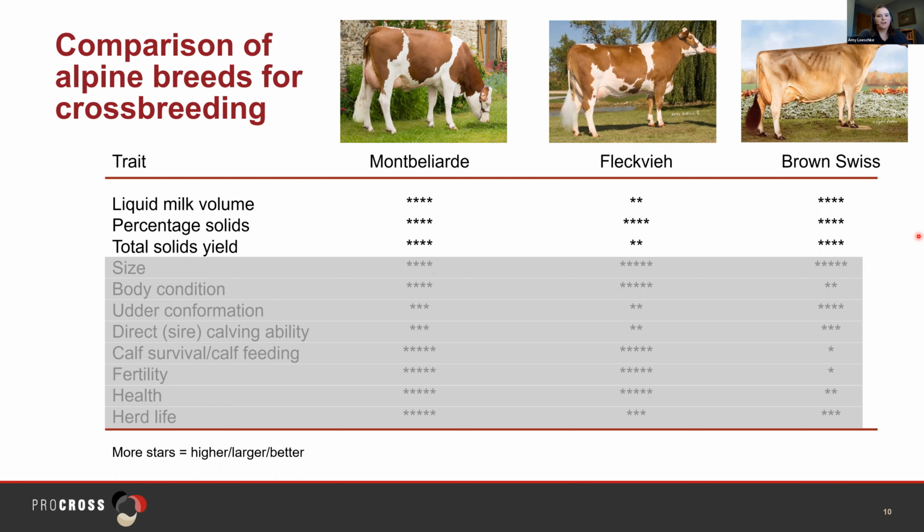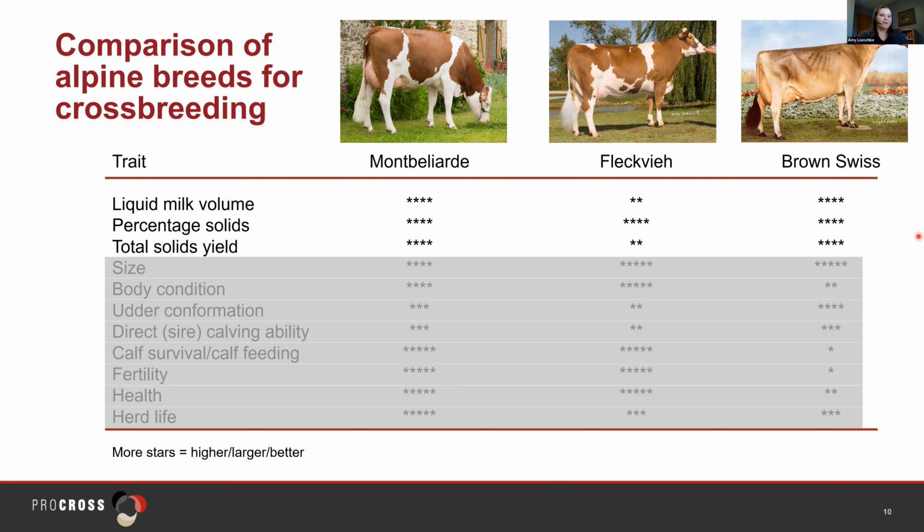In this chart here, I'm classifying breeds based on a star rating system where the more stars we assign to the breed, the better they are, the larger they are, etc. So in the case of milk production and milk yield, obviously more stars means that they're better. And when we talk about liquid milk volume, Montbelliard and Brown Swiss we have here on an equal plane.